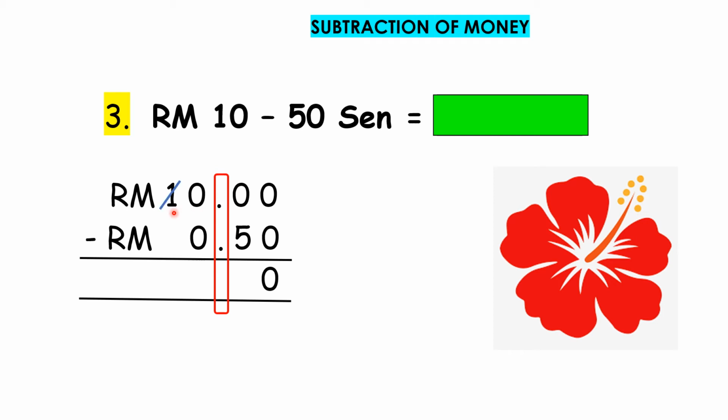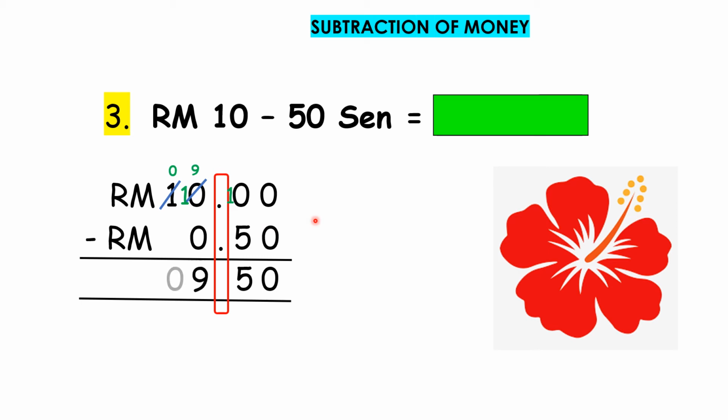Okay, 1 minus 1 becomes 0. And then we give 10 to the next 0. And now this 0 can borrow 1 from this 10. So 10 minus 1 equals 9. Okay, 10 plus 0 equals 10. So 10 minus 5 equals 5. Okay, 9 minus 0 equals 9.